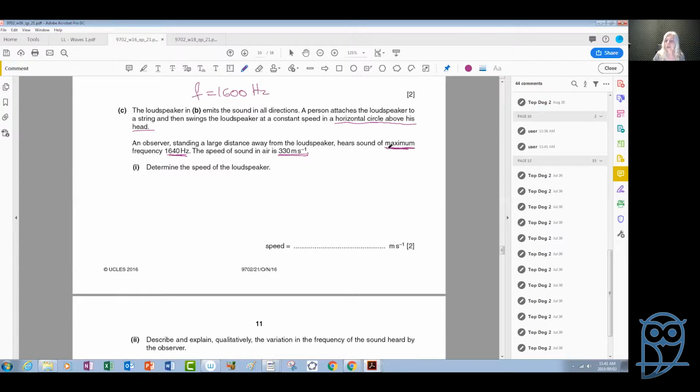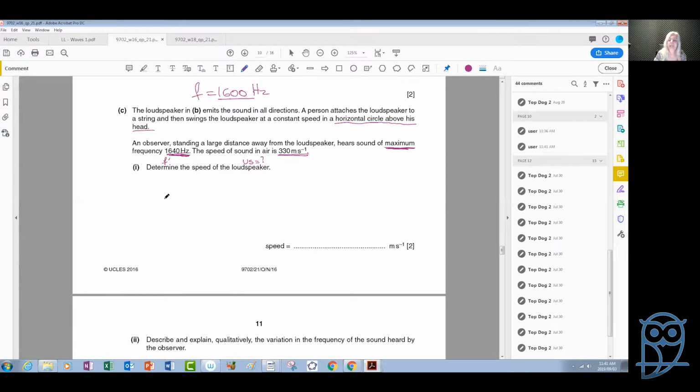This is not the actual frequency of the loudspeaker, because the actual frequency was 1,600 hertz. We found it just now. Now, the maximum frequency that this observer hears when the loudspeaker approaches is 1,640 hertz. Obviously, it's a bigger frequency. That is why we hear a higher pitch. So this is the f prime, the observed frequency. Determine the speed of the loudspeaker, which is the source. In other words, we need to determine the speed of the source.